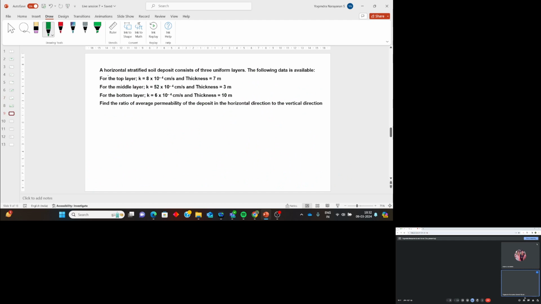A horizontal stratified soil deposit consists of three uniform layers. The following data is available. For the top layer, K is this much, thickness 7 meters. For the middle layer, K is given and the thickness is 3 meters. And for the bottom layer, it is 6 into 10 power minus 4 centimeter per second and thickness is 10 meter. Find the ratio of average permeability of the deposit in horizontal to vertical direction of flow. Can you do this? Explain, sir.